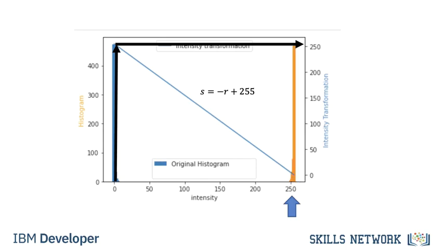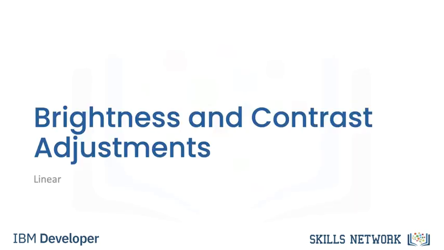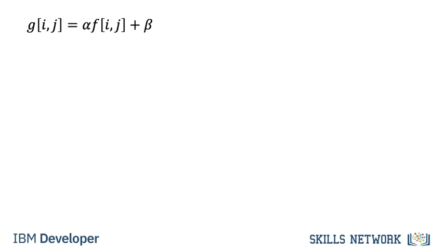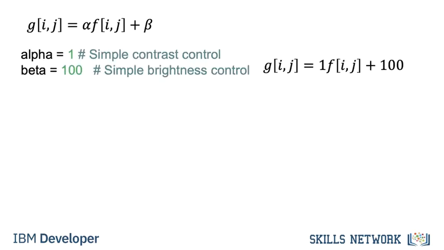We see this flips the histogram. A linear transform can be seen as applying brightness and contrast adjustments. We can use the following linear model, where alpha is simple contrast control and beta is simple brightness control. We can use the following values. Just changing beta, we can adjust the brightness.